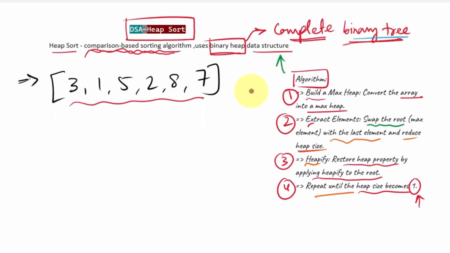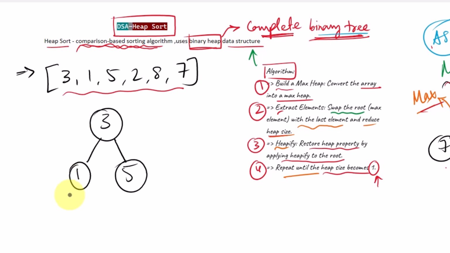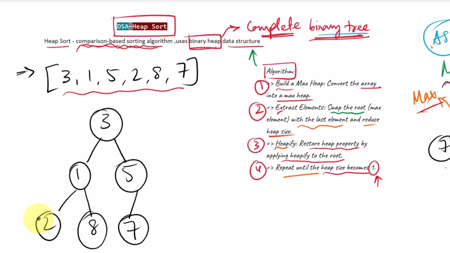First of all, we have to create one complete binary tree. That means in the tree all the levels will be filled from left to right. So first of all, we're gonna have 1, then 5, then we're gonna have 2 and 8, and then we're gonna have this 7. So all the levels will be filled from left to right in a complete binary tree.